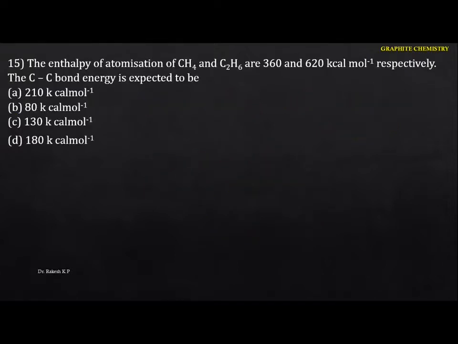Now see the 15th question here. The enthalpy of atomization of methane and ethane are 360 and 620 kilocalorie per mole respectively. The carbon to carbon bond energy is expected to be. Okay, let me take the particulars of the atomization of methane here. Let me write the given conditions. If I take the atomization of CH4.